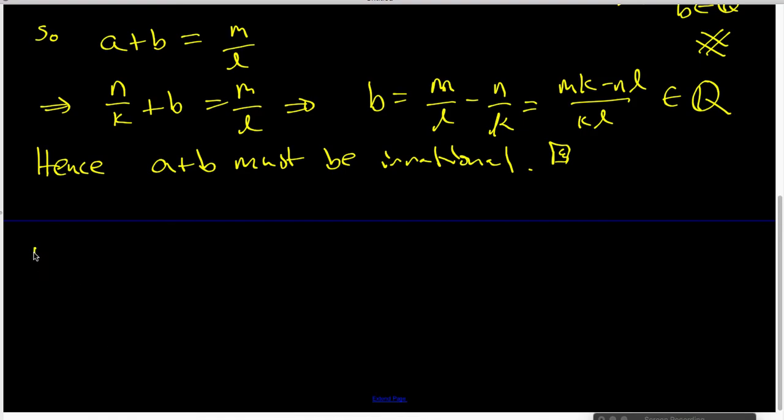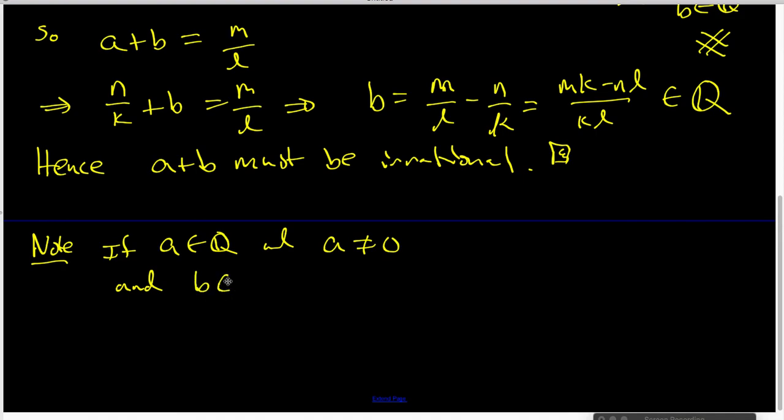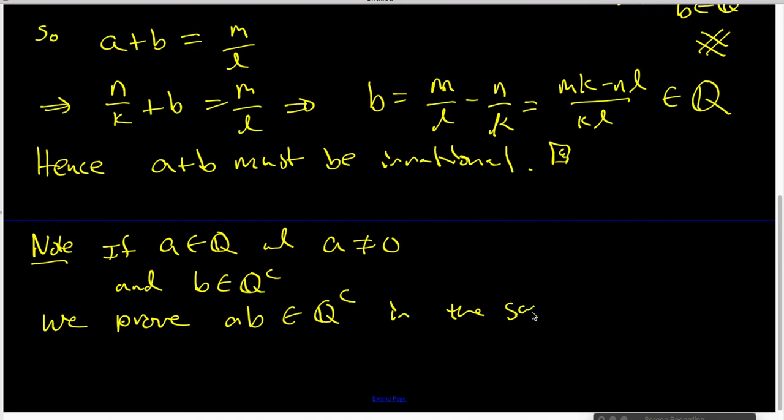It is worth noting that if a is rational and a is not equal to 0 and b is irrational, we prove a times b is irrational in the same way.